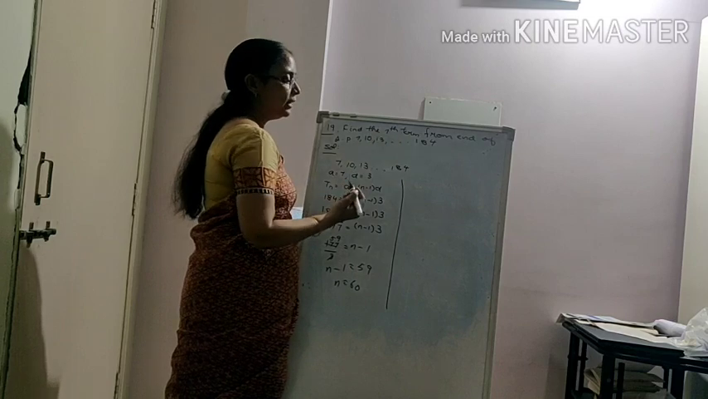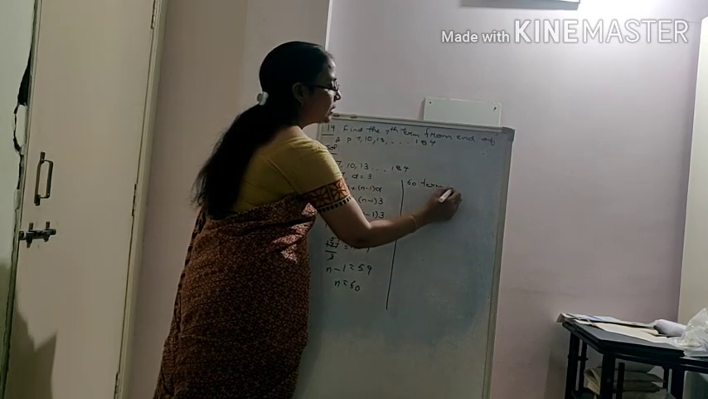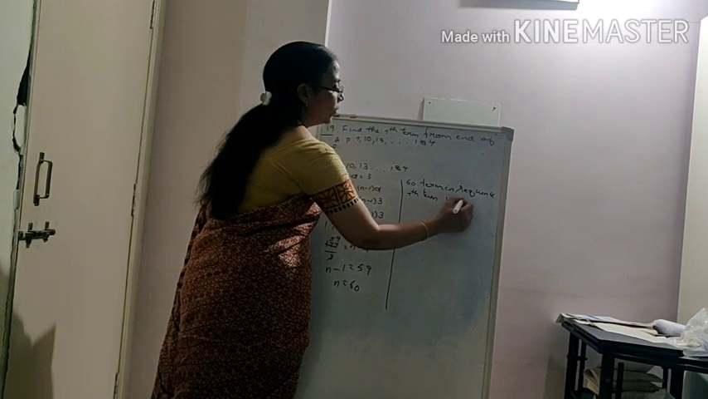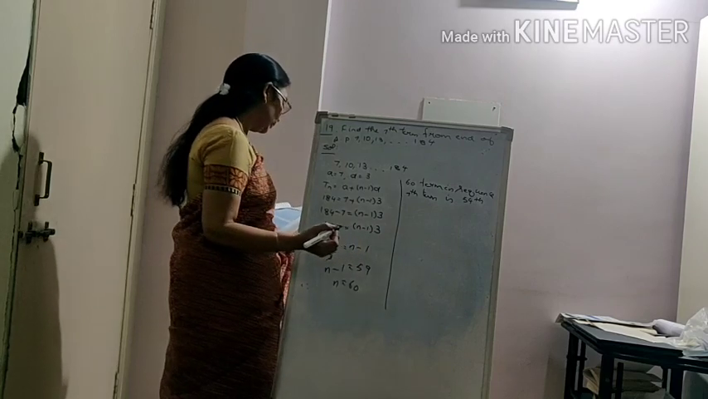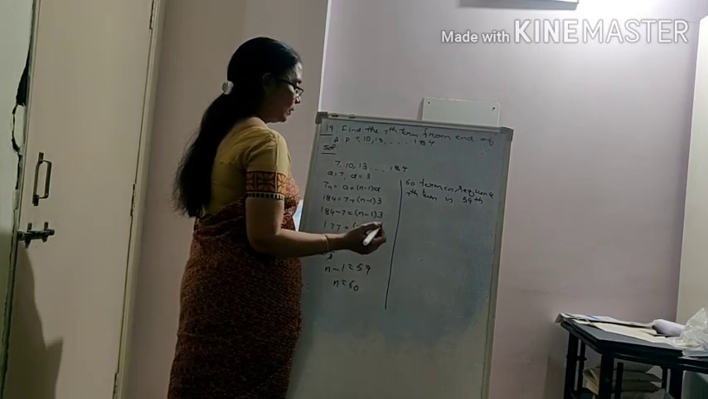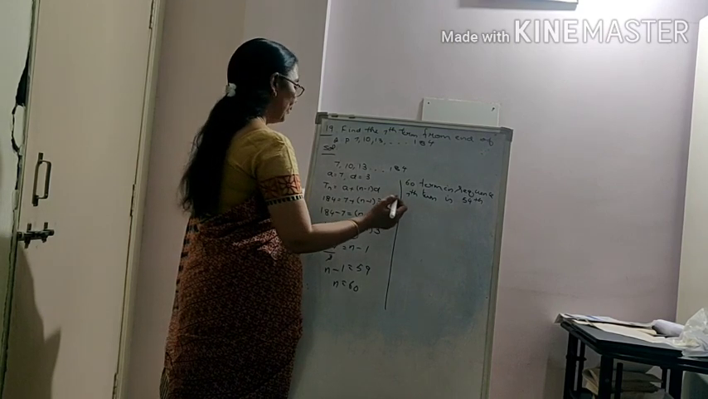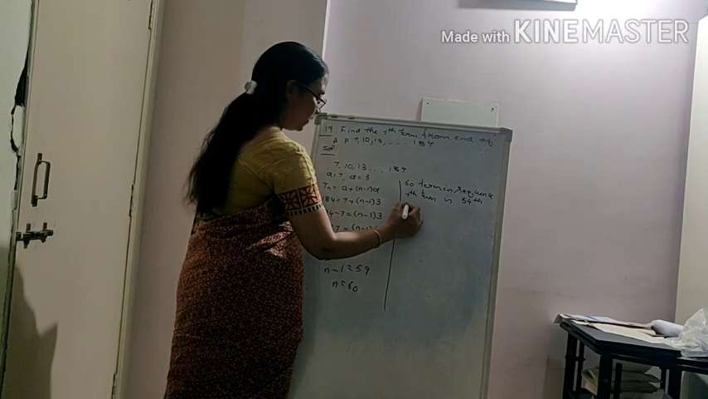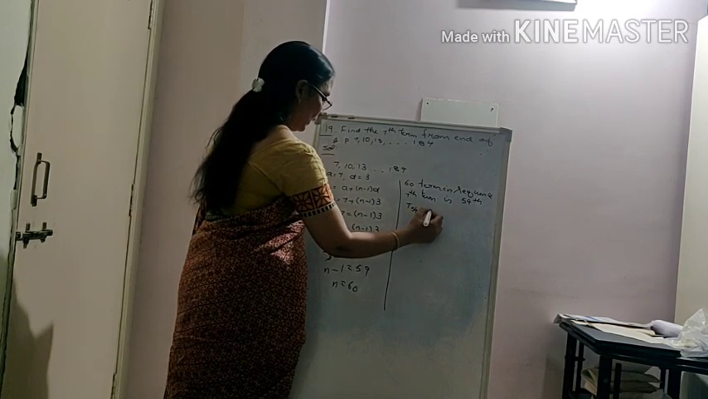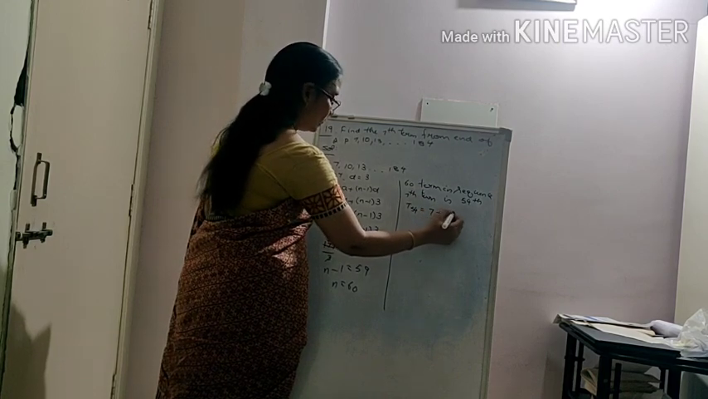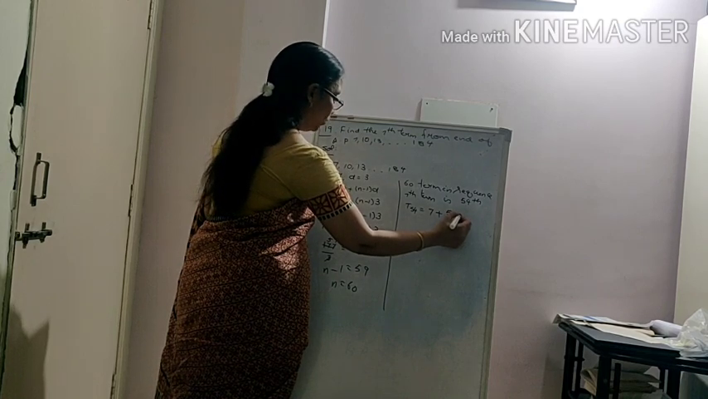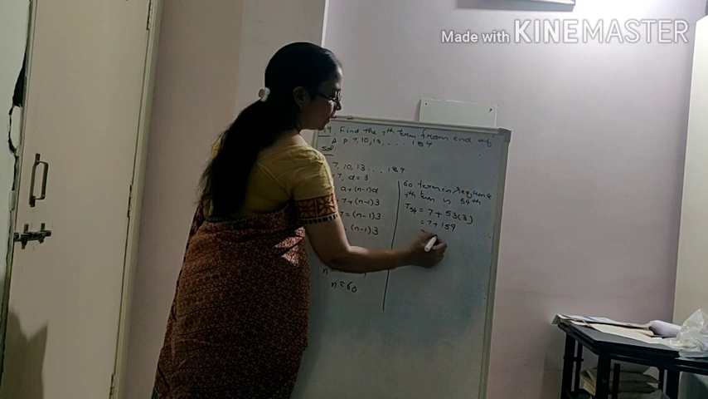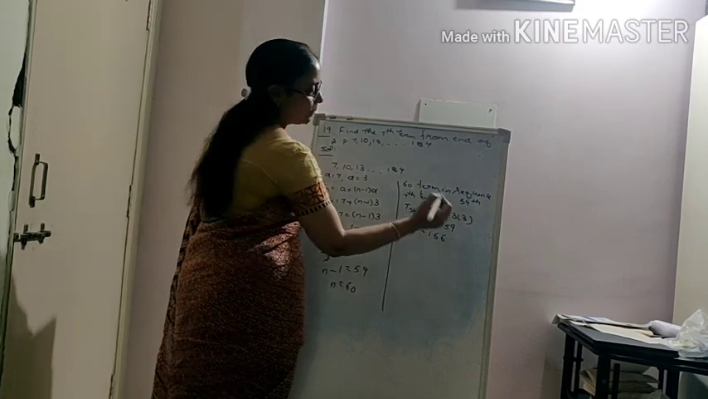And now from the end, the 7th term. When there are 60 terms in the sequence, then the 7th term from the end will become the 54th term from the beginning. So T54 is equal to 7 plus 53 into 3. 7 plus 159 is 166. This is your answer.